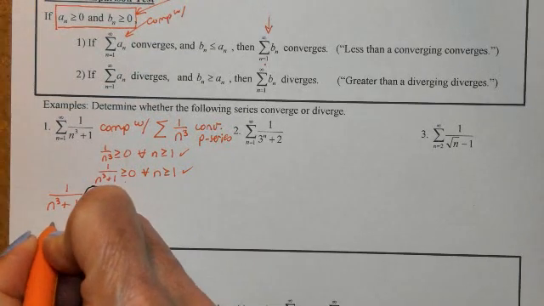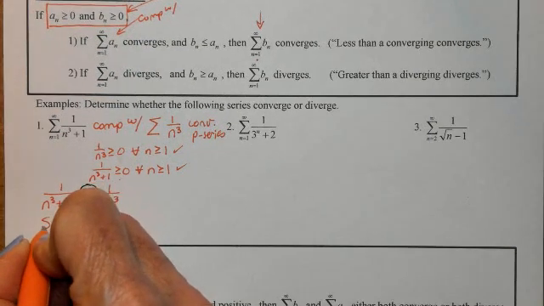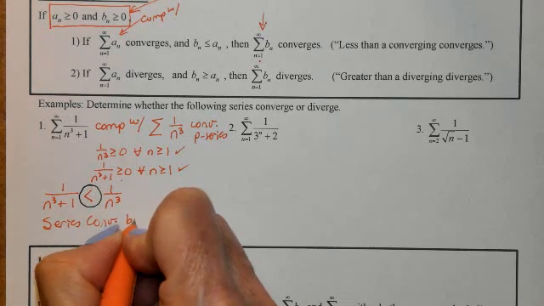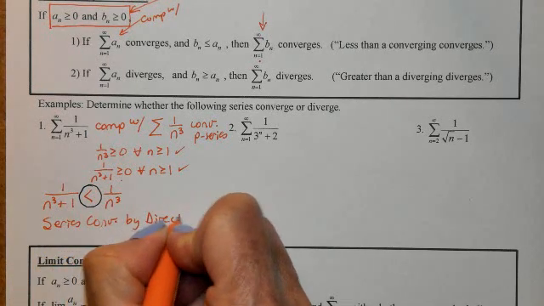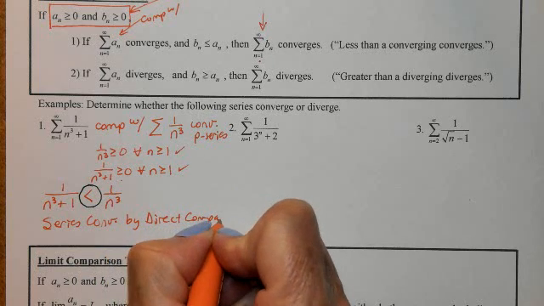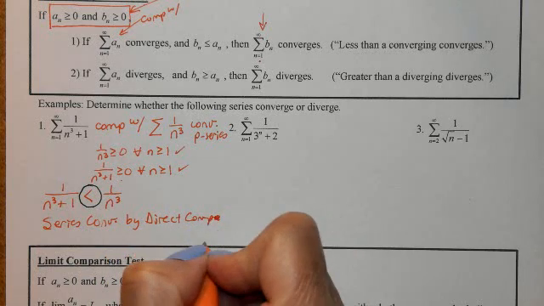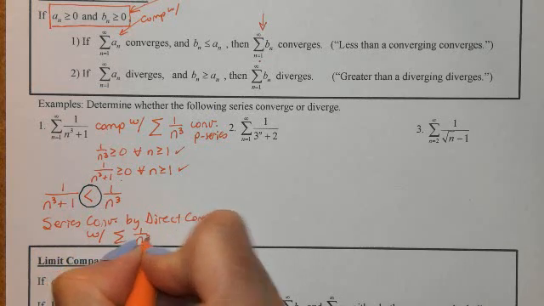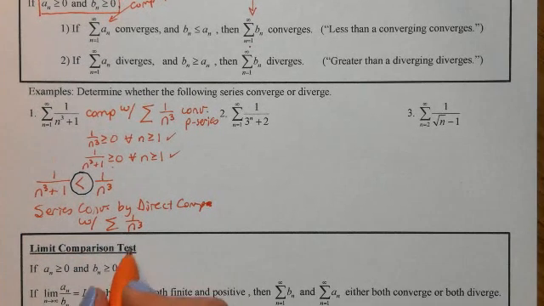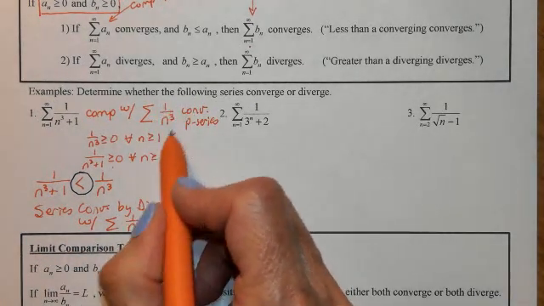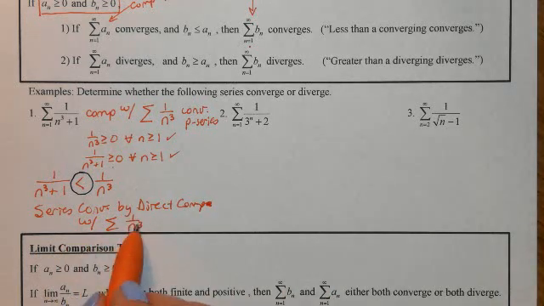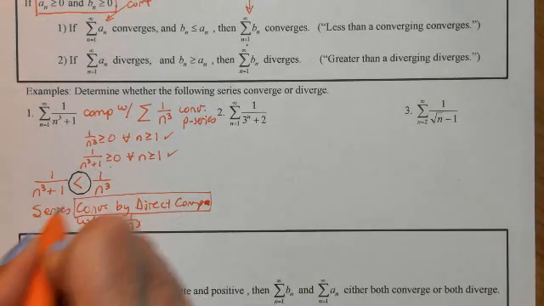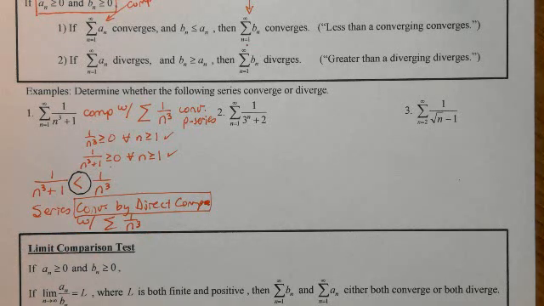So I will say that my series converges by direct comparison. I'll just say direct comp with 1 over n cubed. Tell me what you're comparing it to. I will see it here. So you don't really have to say it again here, but you do need to say converges by direct comparison.